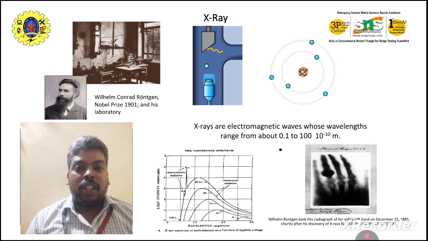In those days they could not identify what type of energy came out of this transition, so it was named X-rays. X means unknown, so it is called X-ray. X-rays are electromagnetic waves whose wavelength ranges from 0.12 to 100 Angstrom, that is the 10 power minus 10 meter scale.